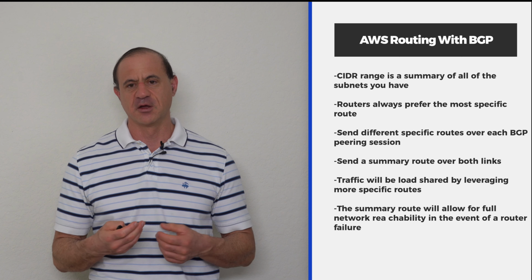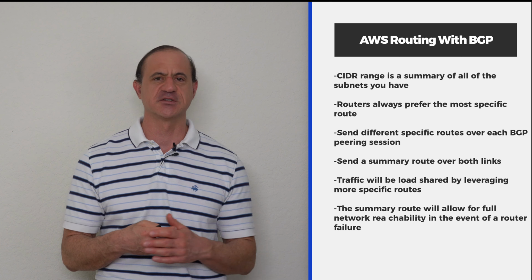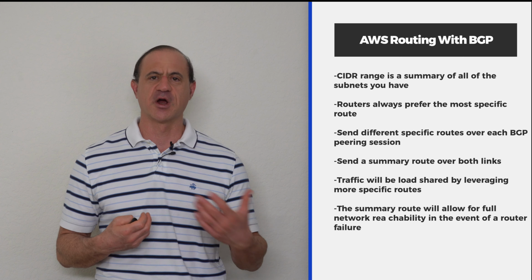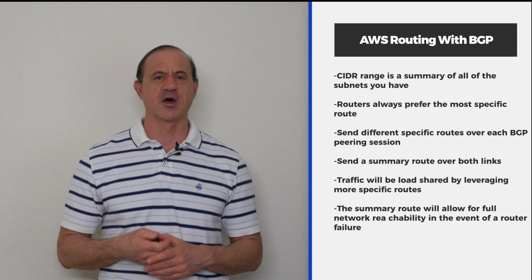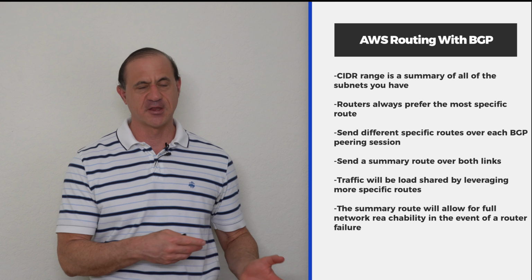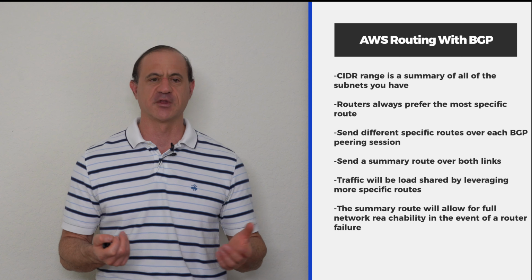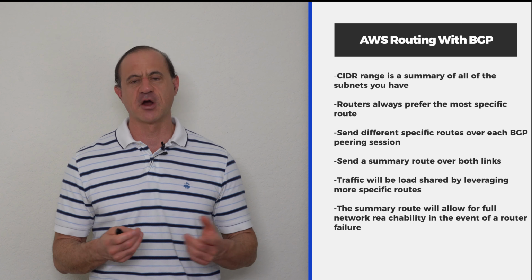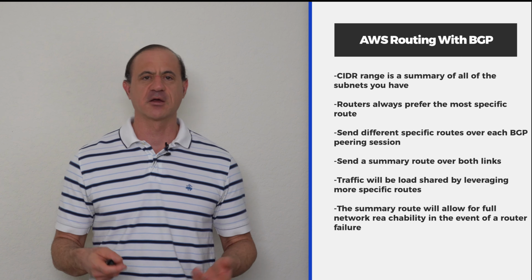And by doing that, you can now load share because you're dealing with two sets of different sessions, and different subnets are going to be shared off of different BGP peering sessions. But you're still putting in that summary route or the aggregate route, which is basically your VPC CIDR range, across both. And that way, if either one of the links failed, you'd have network layer reachability for everything. So that's how you could load share across multiple connections, across different direct connect locations.